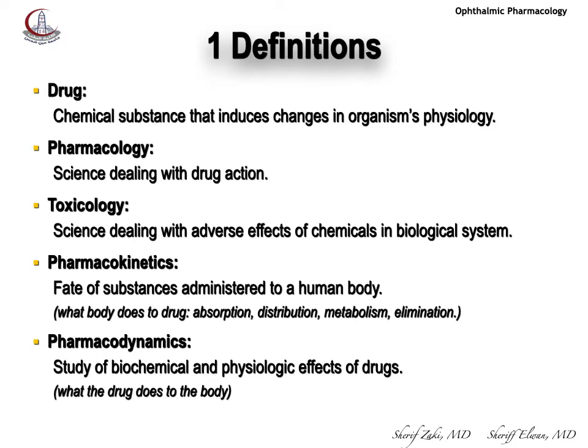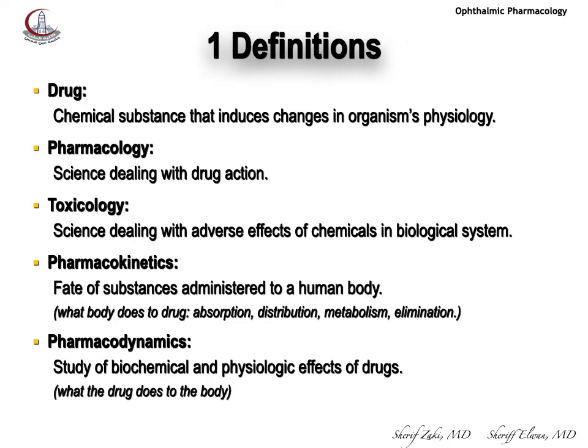Now we shall go on with some definitions, and to start with, a drug is a chemical substance that induces changes in the body physiology. And the science of pharmacology is that science dealing with drug actions. And the science of toxicology is the science dealing with adverse effects of chemicals in the body, with the two technical terms pharmacokinetics and pharmacodynamics.